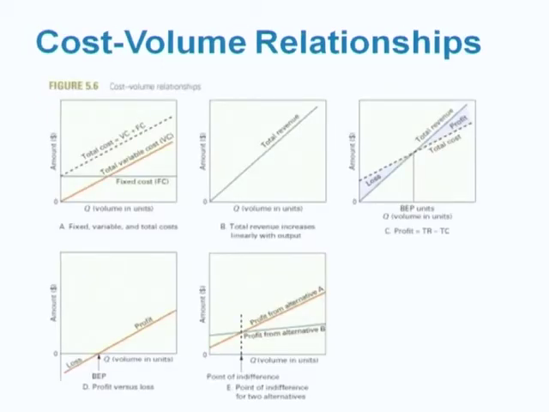This one shows you the cost-volume relationship. When you see the first picture, the fixed cost is always constant, and the total variable cost is represented by the red line, right? And the next one, the total cost is equal to fixed cost plus the variable cost, that you can see on the black dash line right here. And the next one, total revenue, right? Total revenue is R multiplied by Q, and can be represented by a straight line equation.